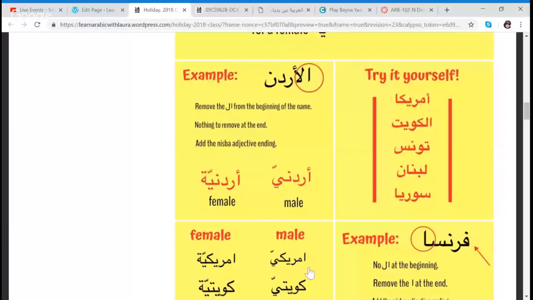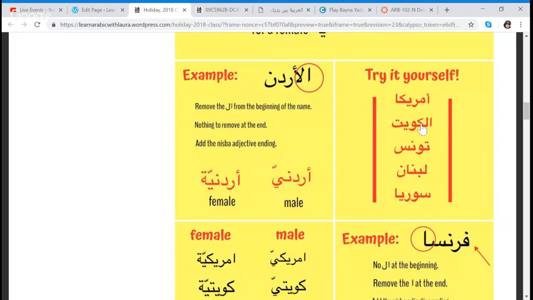So Amriki. You've got your stem, Amrik. And then to that stem, you add the nisba adjective ending, the ya with shedda for a male, and ya, shedda and tamar buta for a female. So it's Amriki, Amrikia. Okay. Now let's go back up here.